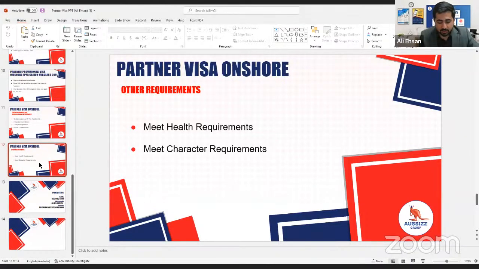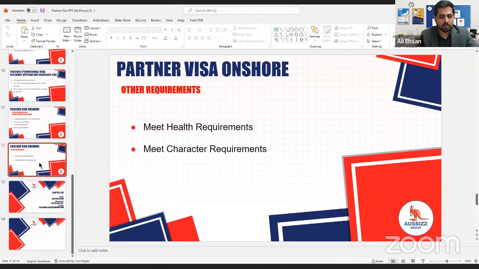Purva has asked whether a prospective marriage visa can be applied for before the actual wedding day. Look, the purpose of the prospective marriage visa is that you want to get married after you get the visa, and till now you are not married.